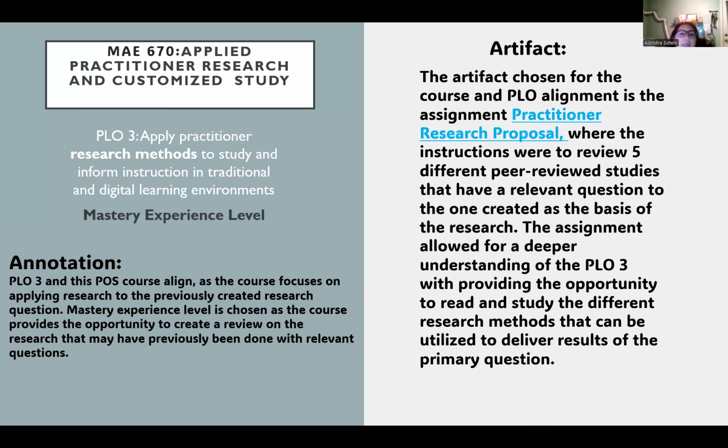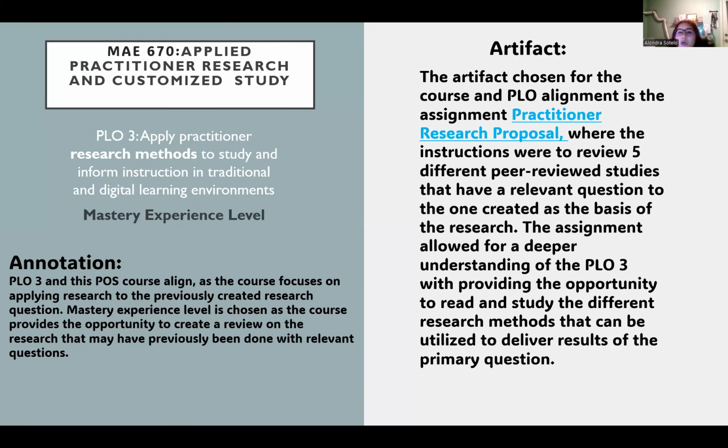The last one is MAE 670, Applied Practitioner Research and Customized Study. This is PLO 3, applied practitioner research methods to study and inform instruction in traditional and digital learning environments. I chose this at the mastery experience level. PLO 3 and this course align as the course focuses on applying research to the previously created research question. Mastery experience level is chosen as the course provides the opportunity to create a review on the research that may have previously been done with the relevant question.